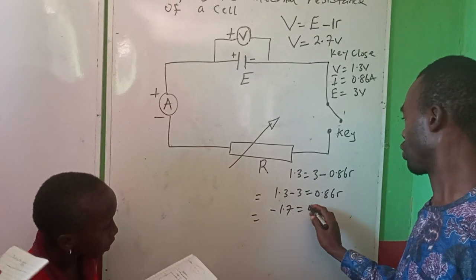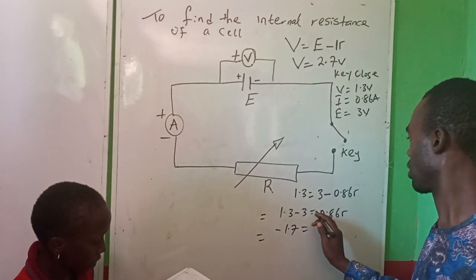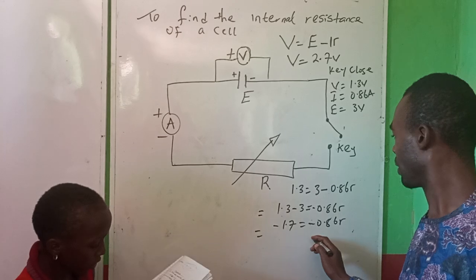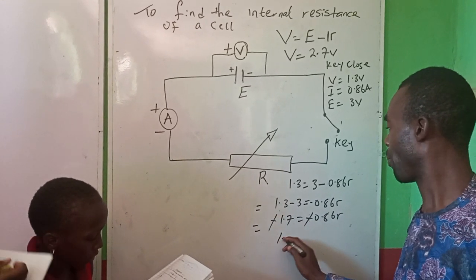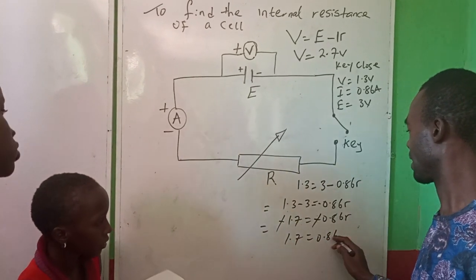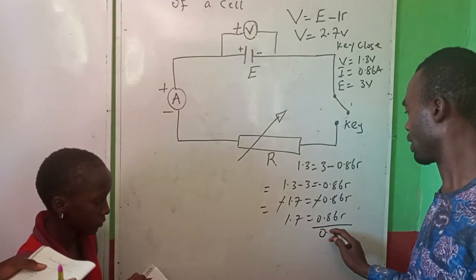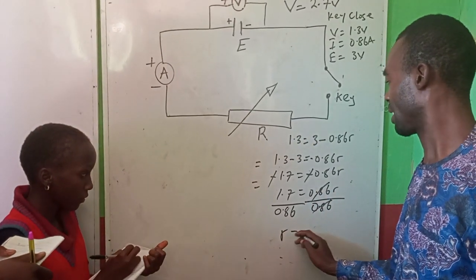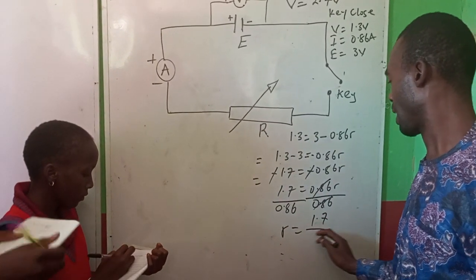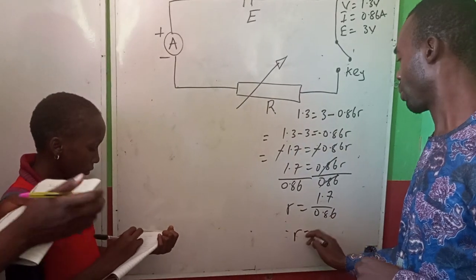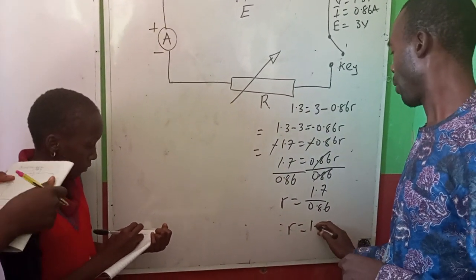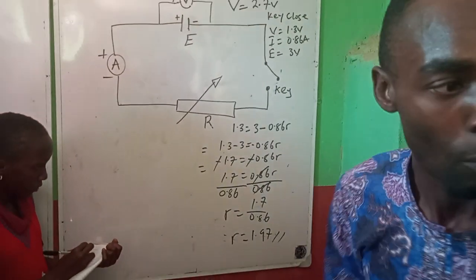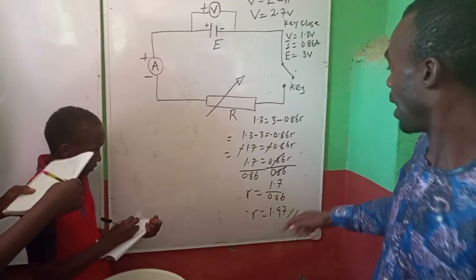Minus 1.7 is equal to minus 0.86 R. Now, minus will cancel minus. We have 1.7 is equal to 0.86 R. You divide by 0.86, divided by 0.86. This will cancel. Our internal resistance will be what? 1.7 divided by 0.86. What do you have to be your internal resistance? 1.97. This is our internal resistance.